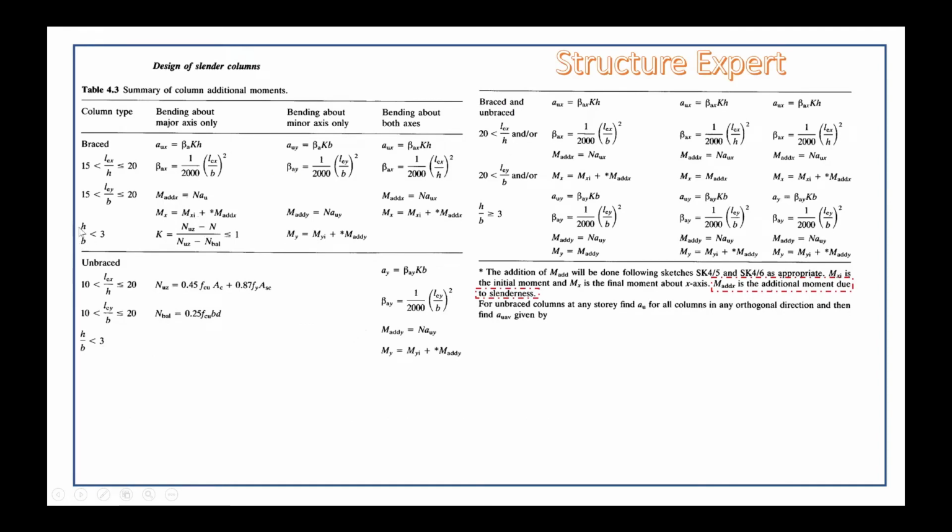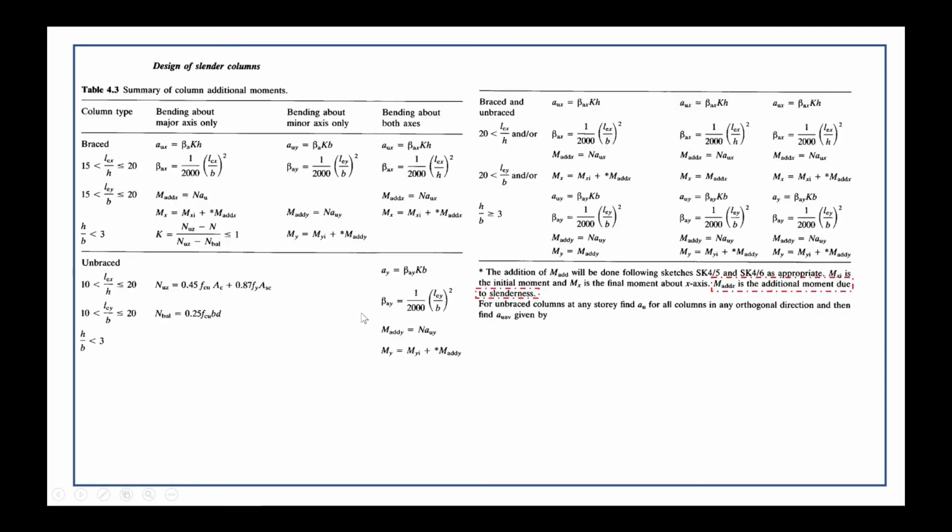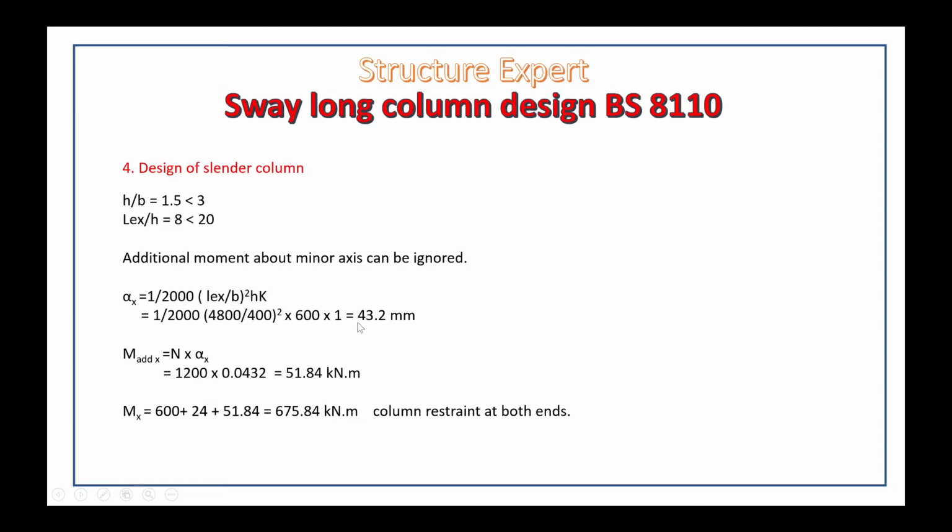Now you can check H over B lower than 3. We can use the formula: Madd, the additional moment, is the initial moment, or first order moment, multiplied with alpha. The additional moment is due to the slenderness. Now let's come back. Alpha is equal to 1 over 2000 multiplied with LE over B to the power 2 multiplied with K. K you can calculate according to the formula, but in this case we assume it is equal to 1. So you get the value 33.2.